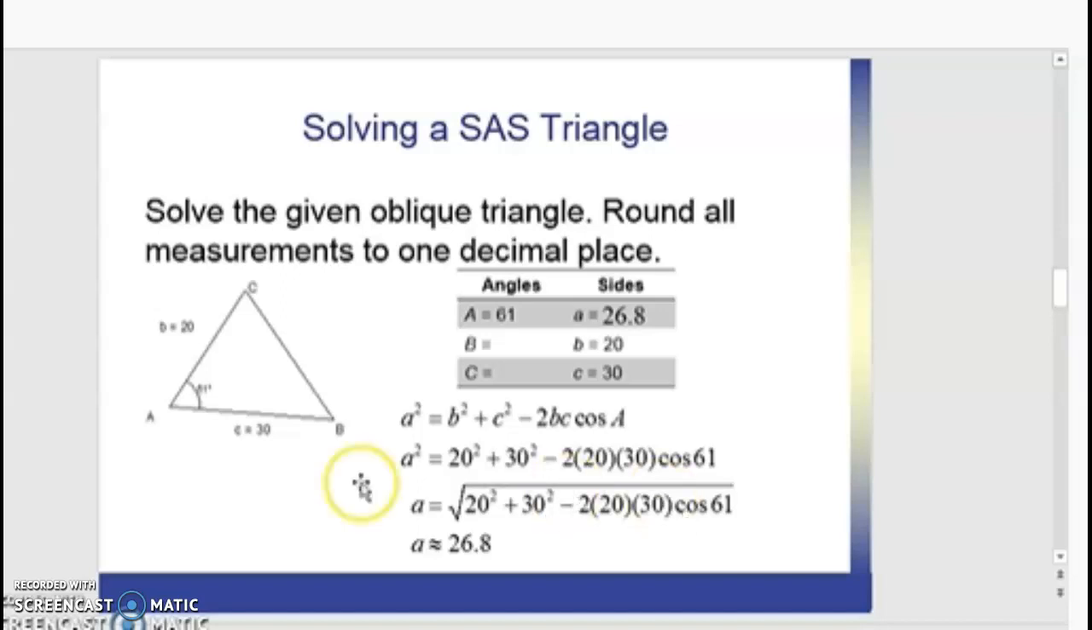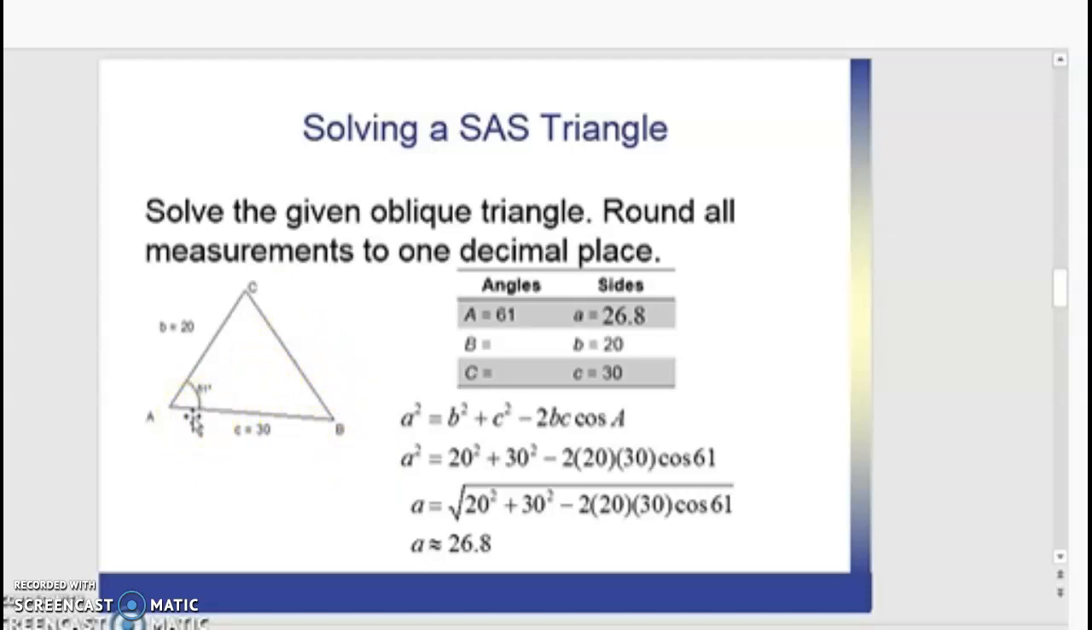So with this particular problem, we're given a triangle. We know the measure of one angle. Angle A has a measure of 61 degrees. We also know that the length of side B is 20 units and the length of side C is 30 units. We are not given an angle measurement and the length of its corresponding side. The length of the side opposite angle A we do not know.